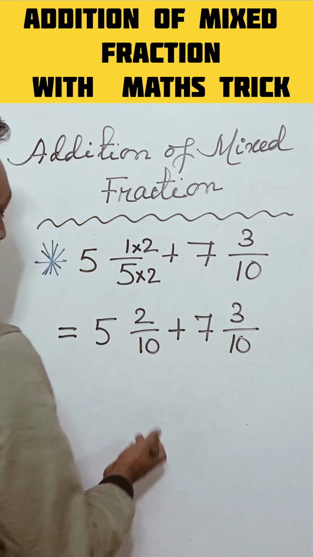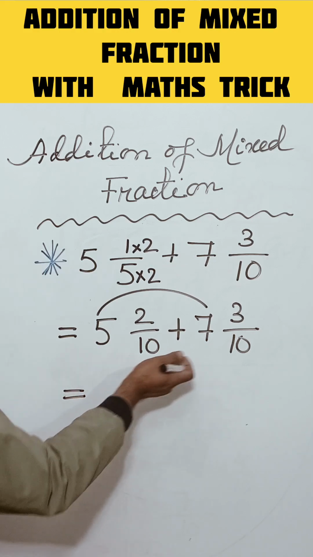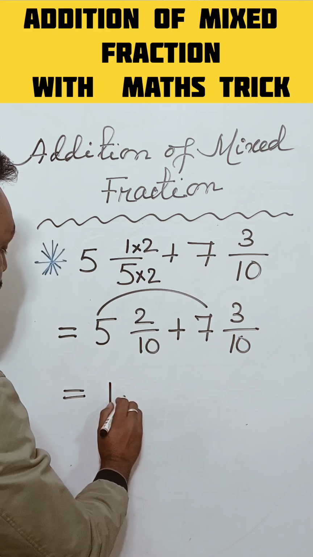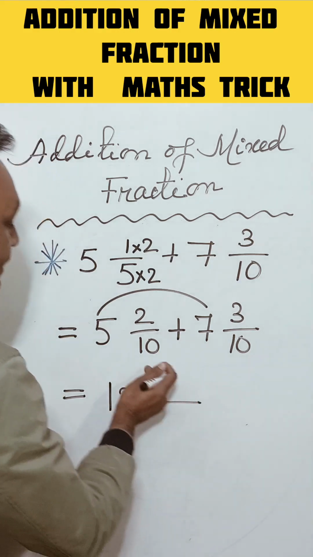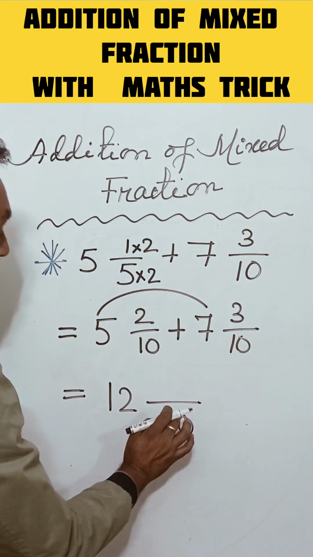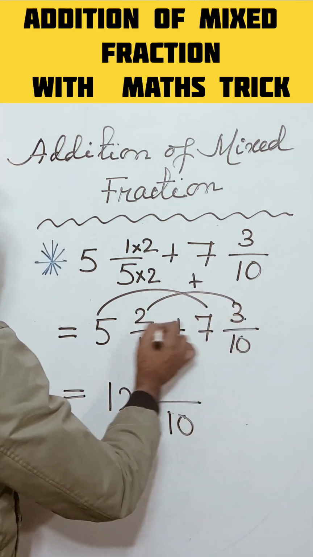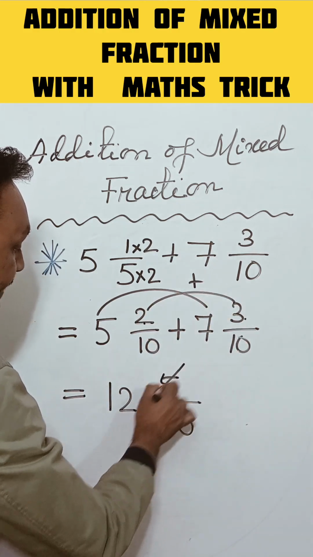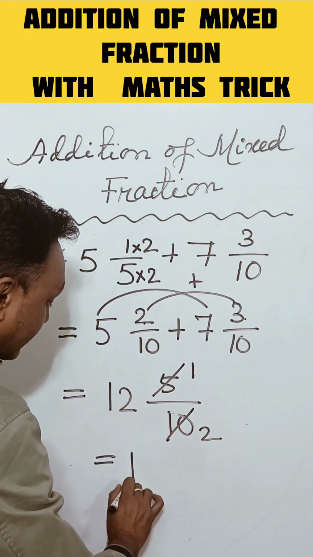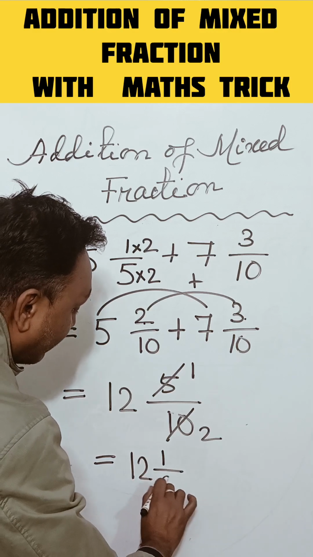Now if I'm going to apply the trick, you have to add these two numbers, that is 7 plus 5, 12. Since the denominator is the same, write the same thing here, 10. Now you have to add these two. So 3 plus 2 is 5. So if we cancel it, 5 ones are 5, 5 twos are 10. So the answer will be 12 and 1/2.